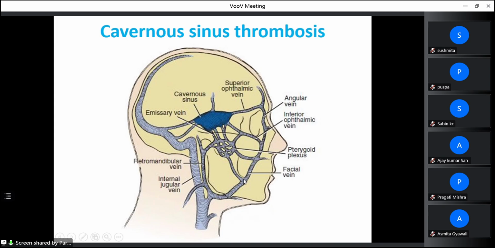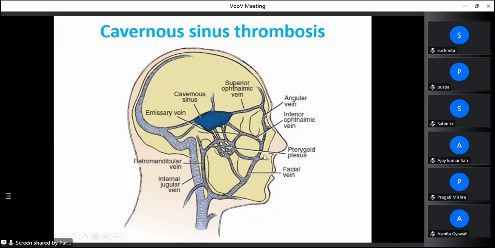Another pathway is through the posterior pathway. The posterior pathway is through the pterygoid venous plexus, because the pterygoid venous plexus is connected to the cavernous sinus through the emissary vein. Whenever there is infection in the pterygoid plexus, the infection will travel to the cavernous sinus and lead to cavernous sinus thrombosis. So you must understand that for cavernous sinus infection, there are two pathways: one is the anterior pathway and another is the posterior pathway.